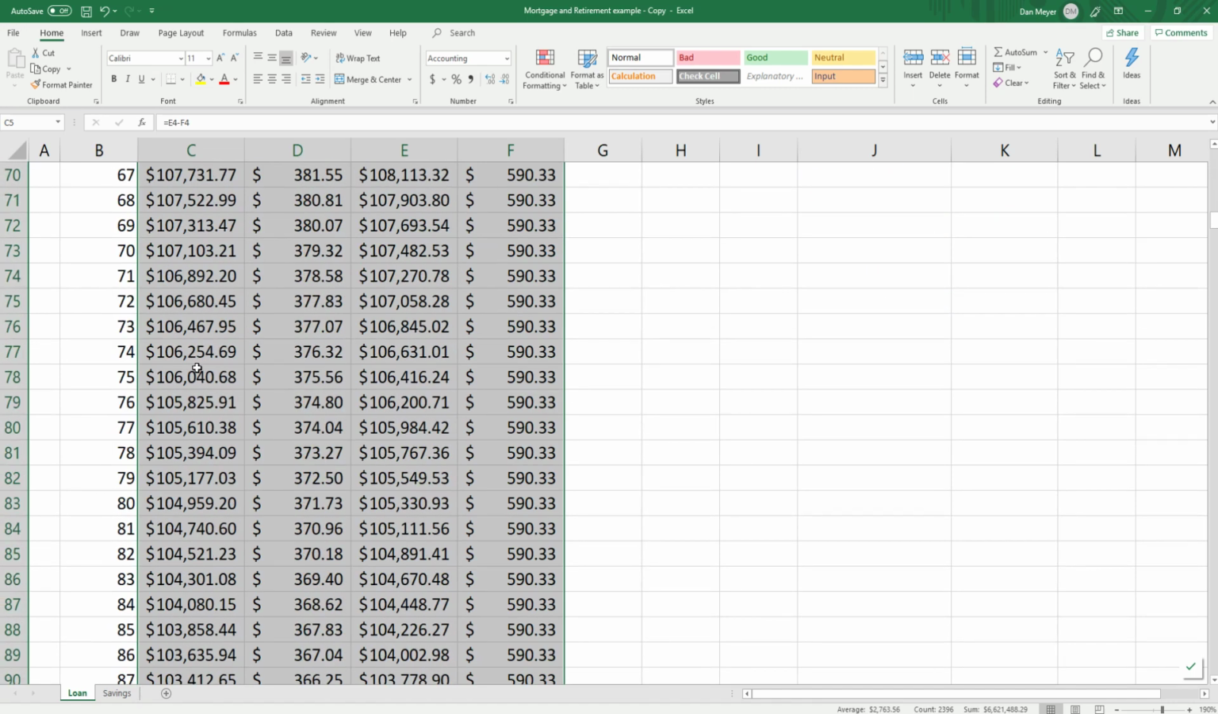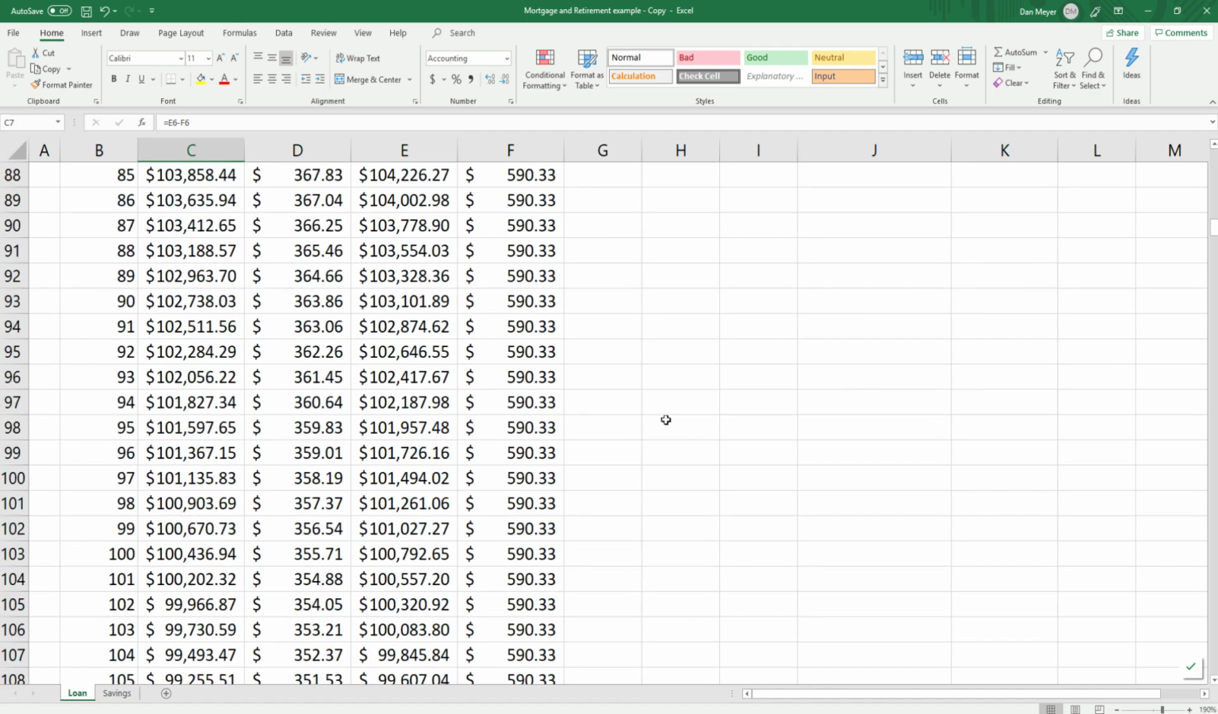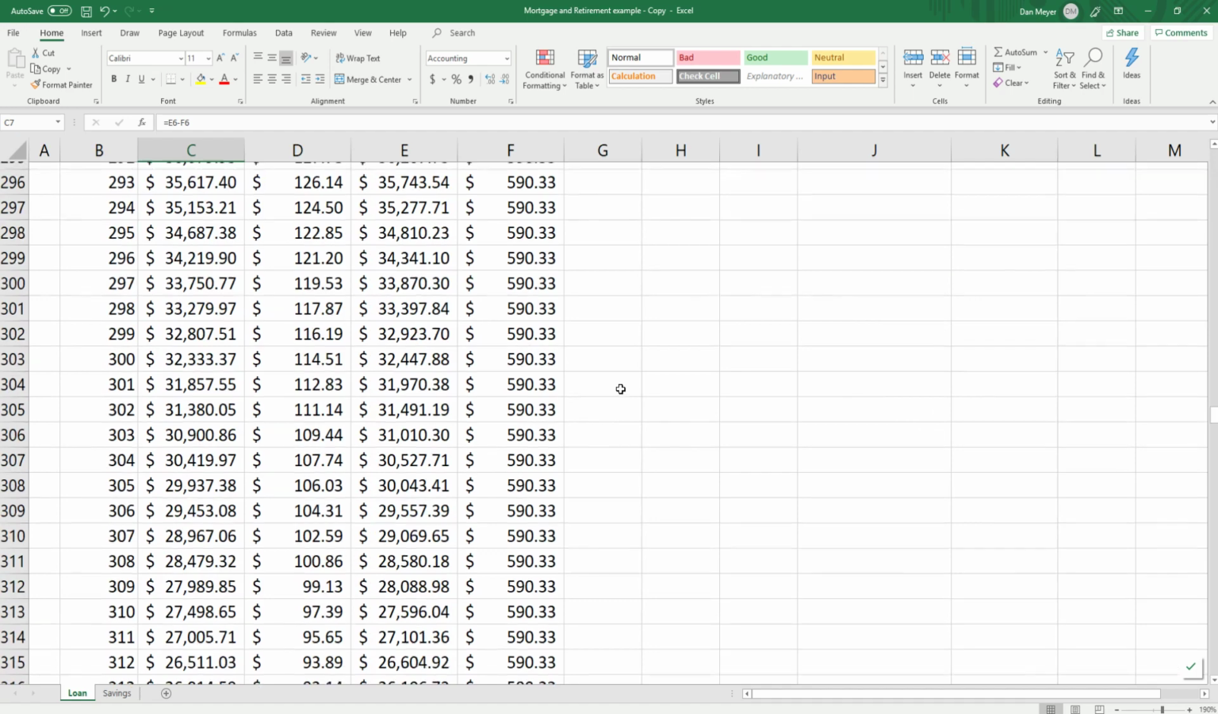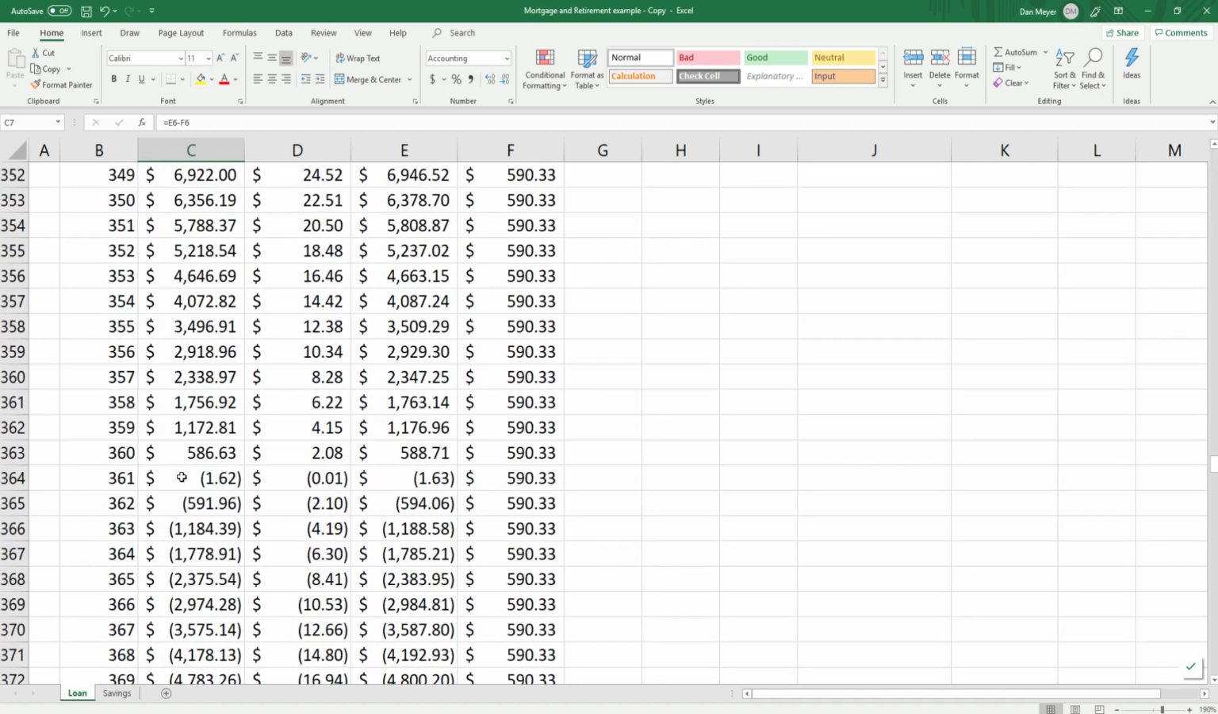And we can see the carryover balance getting smaller and smaller and smaller. Now again, this was a 30-year loan, so let's see, 360 months. The 360th month, that's about when we should go negative. And that's what happens here. All right, so we're not going to make any more payments after the 360th month.